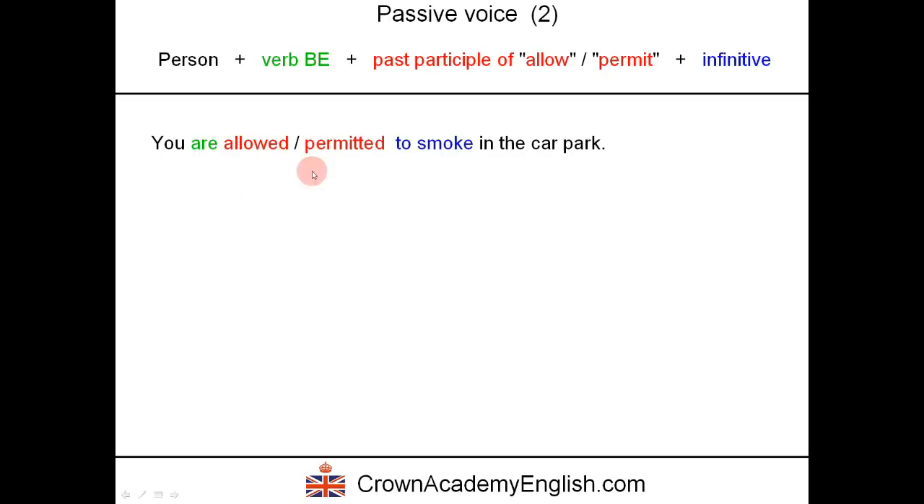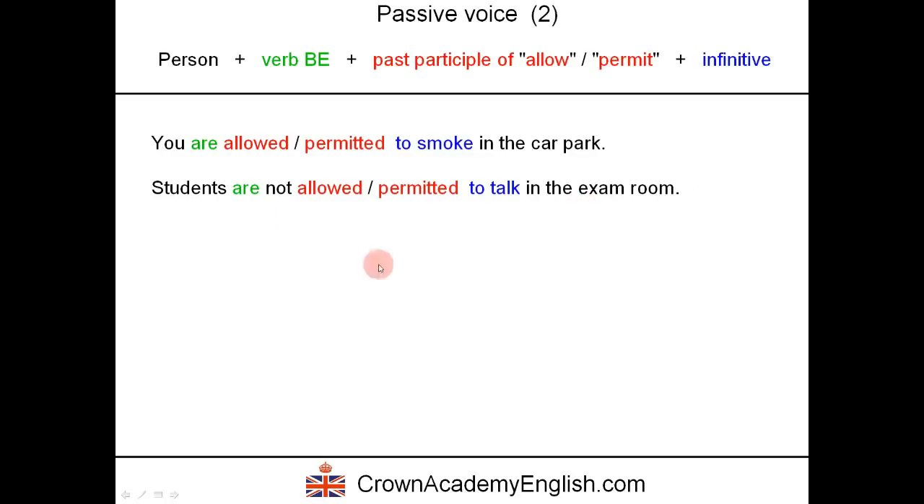You are allowed to smoke in the car park. Okay, so we always have the past participle, and then we have the infinitive. Students are not allowed to talk in the exam room. Students are not permitted to talk in the exam room. So here we have the negative. And the question form.